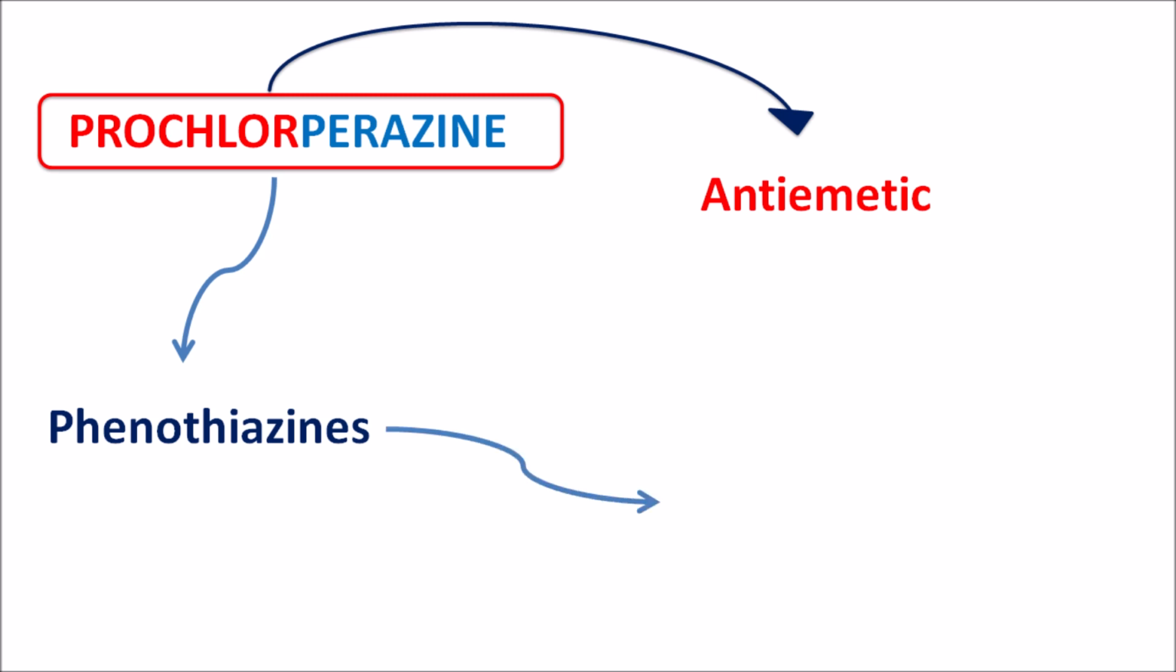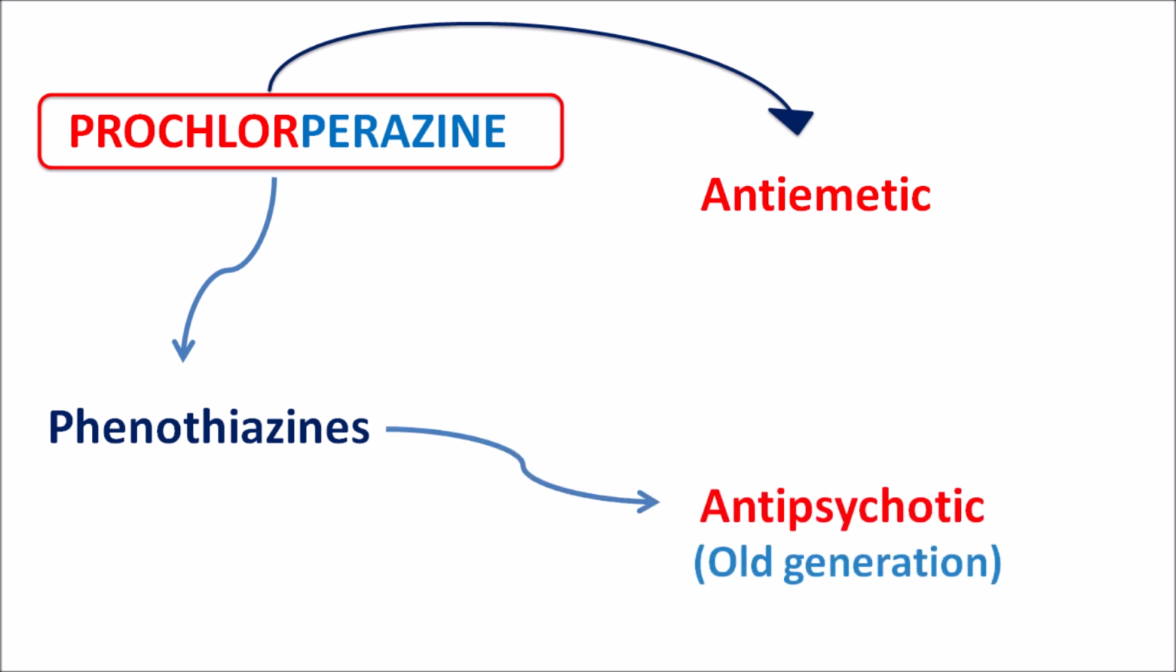Phenothiazines can be used as antipsychotics, but prochlorperazine is an old generation antipsychotic. Due to the development of new generation antipsychotics, prochlorperazine is nowadays not preferred as an antipsychotic. Instead, it is indicated as an anti-emetic.